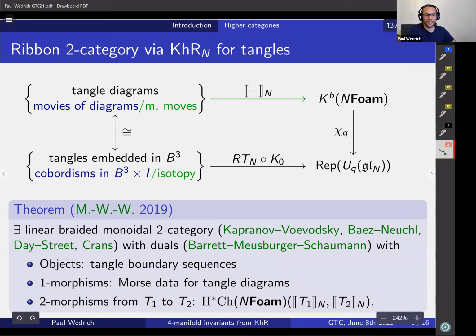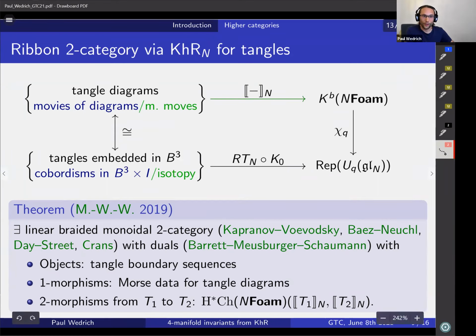Yeah, and then there are also different notions of duals for objects in such braided monoidal 2-categories, and the thing that somehow works best in the current setting is actually based on a paper by Barrett, Meusburger, and Schaumann. So to get these references out of the way, I should just describe what this thing does.